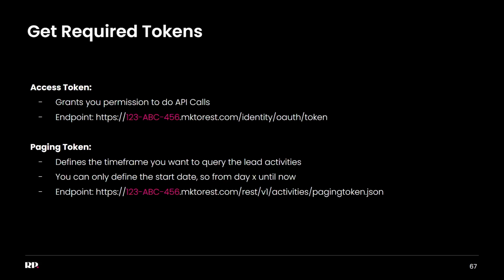The weird thing about this paging token is that you cannot set a specific time frame, like from January until February last year. You can only say, I want everything from January until now, or from February until now. So the end date is always now, and you can only set the start date. And here's the endpoint that you have to use. Again, the only difference here is that you have to change this to your instance Munchkin.